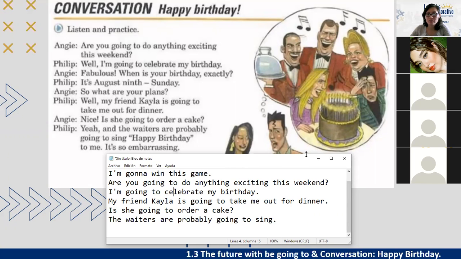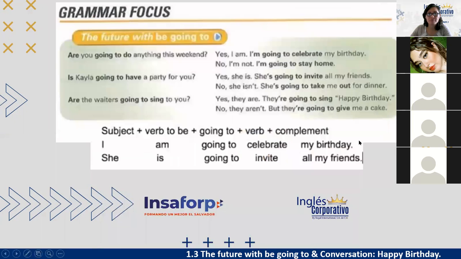Voy a dejar estos ejemplos acá y me voy a mover y luego lo vamos a revisar. En la plataforma, ¿verdad? El instructor les empieza a hablar un poquito acerca del orden, ¿verdad? Lo que acabamos de estar viendo, the order of the affirmative sentence, right? Entonces, ahí están todas las preguntas que acabamos de ver, right? Are you going to do anything this weekend? Is Kyla going to have a party for you? Are the waiters going to sing for you?